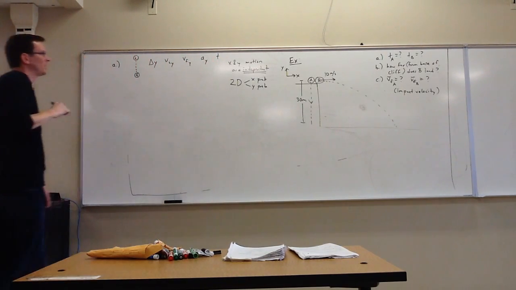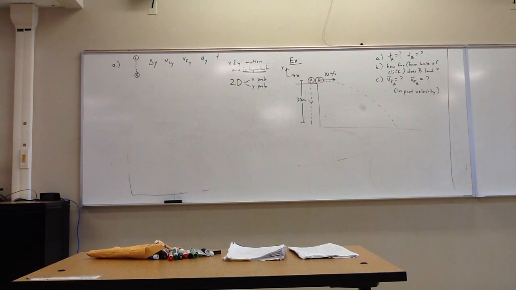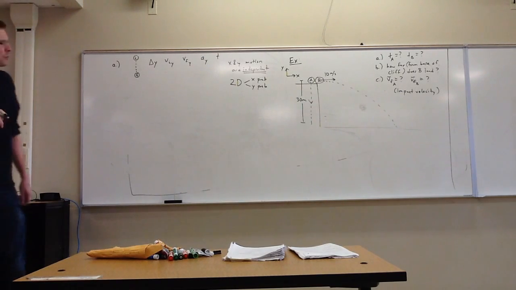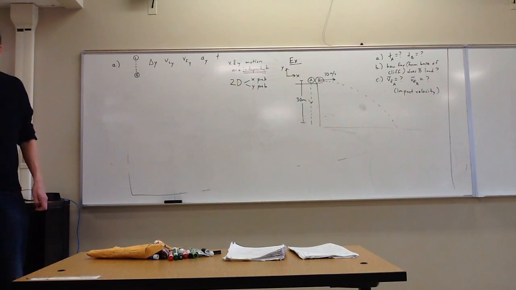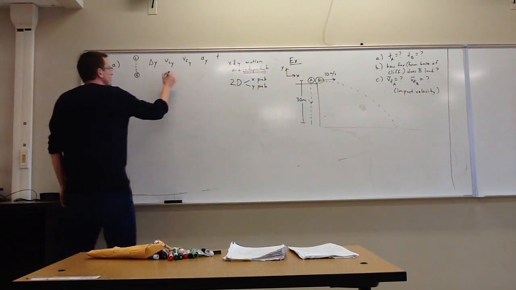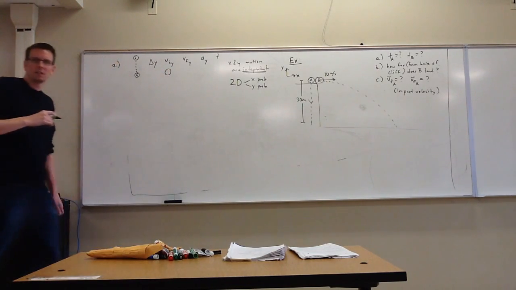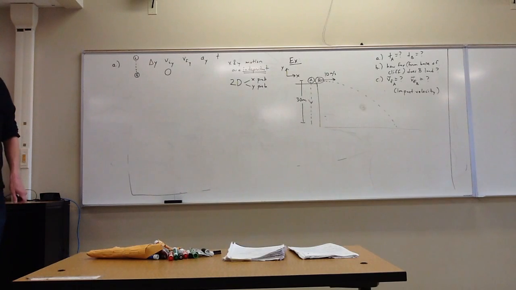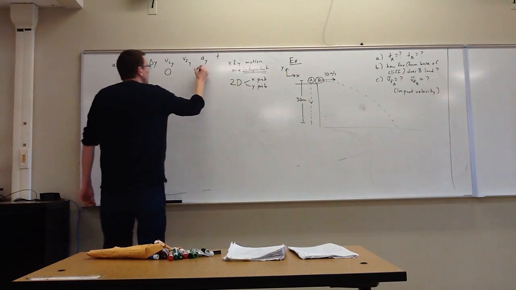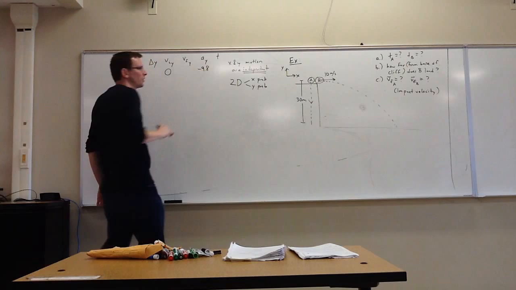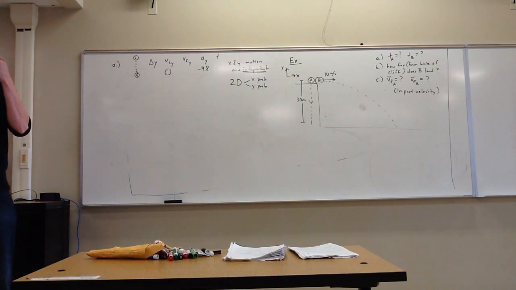Put down my 5 variables in no particular order. What's my initial y velocity? 0, because I dropped it from rest, so there's no velocity of any kind. What's my acceleration? Negative 9.8. It's negative because I set upward to be plus, so anything downward is negative.